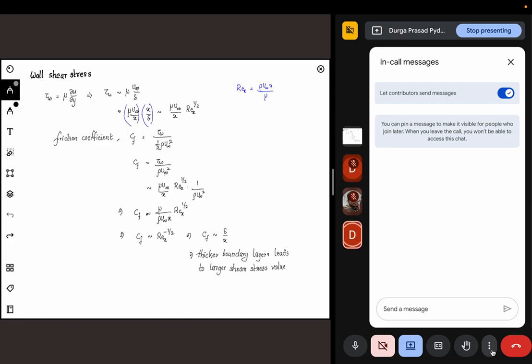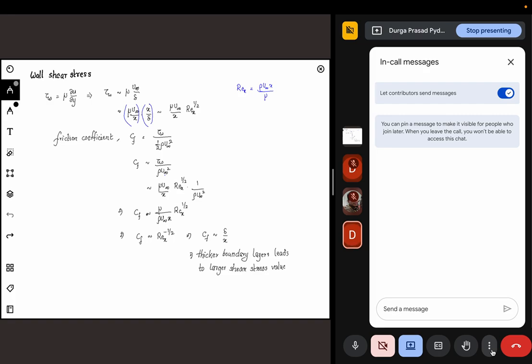Now, using the scaling analysis, we know that u will scale as u infinity and y will scale as delta. So tau w should scale as mu times u infinity by delta. We'll just rearrange this equation, multiplying and dividing with x, so we'll have x by delta. We know previously that delta by x will scale as Re_x to the power minus half. So x by delta should scale as Re_x to the power half. So we know tau w will scale as this.